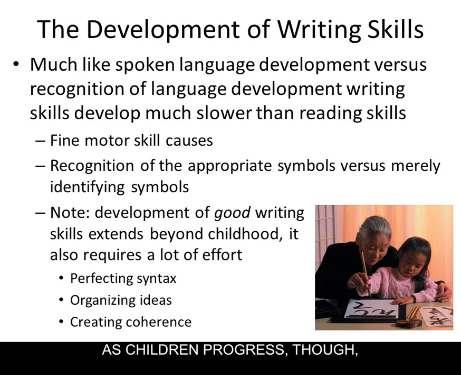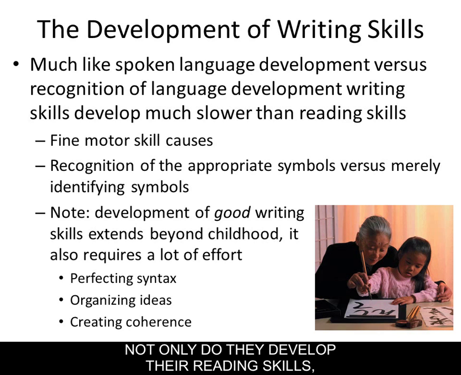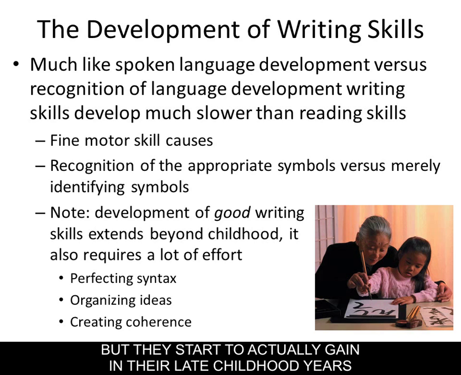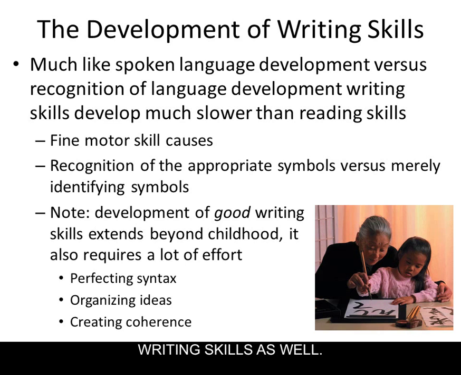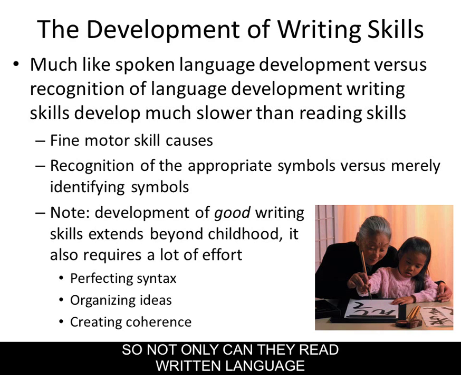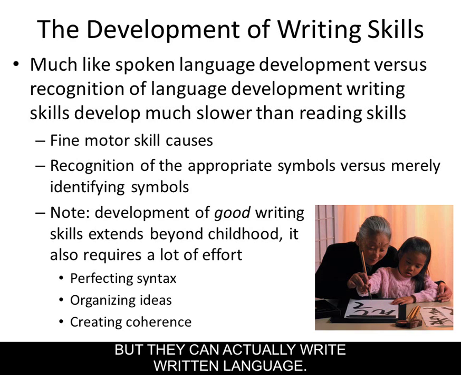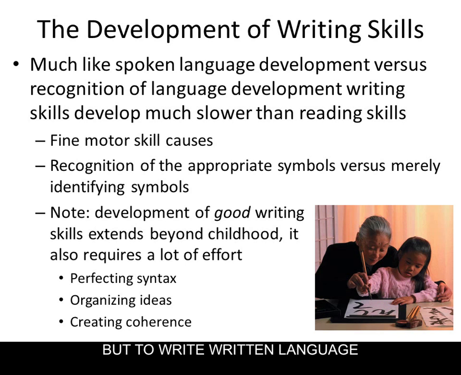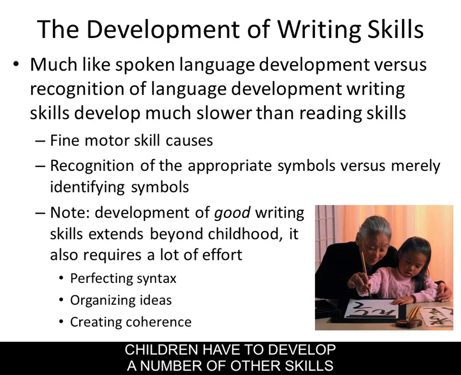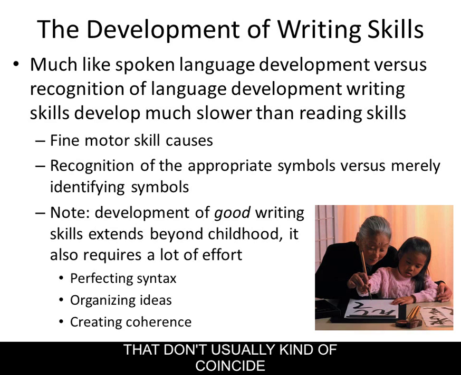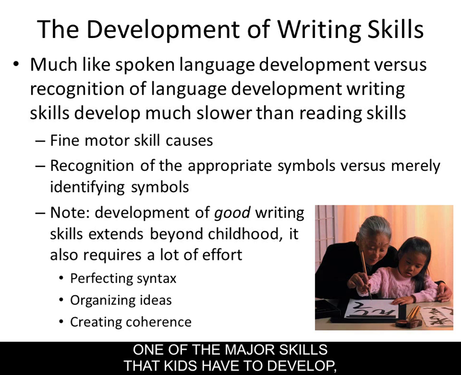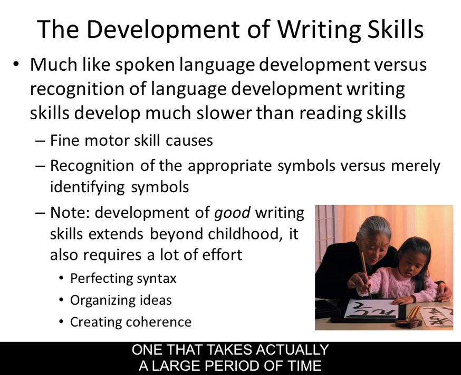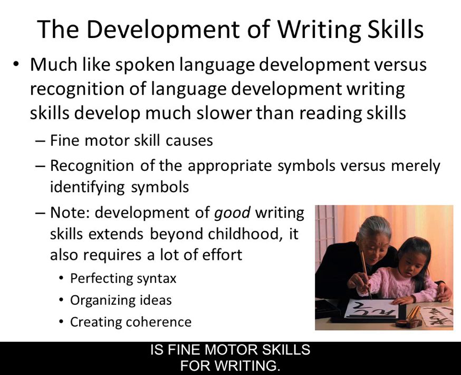As children progress, though, not only do they develop their reading skills and their spoken skills, but they start to actually gain writing skills in their late childhood years as well. So not only can they read written language, but they can actually write written language. But to write written language, children have to develop a number of other skills that don't usually coincide with language abilities. One of the major skills that kids have to develop, one that actually takes a large period of time, is fine motor skills for writing.